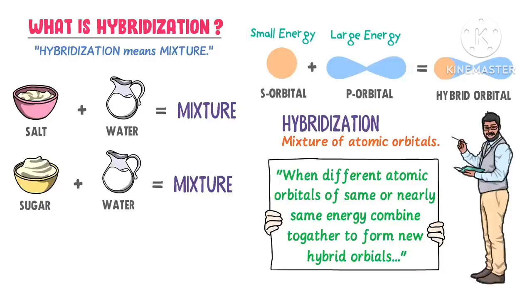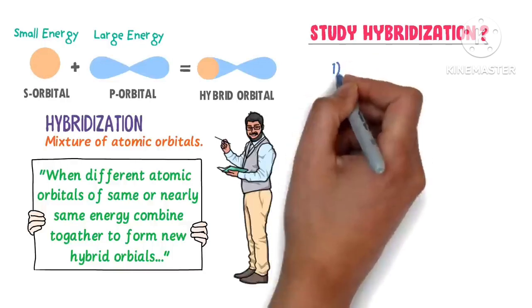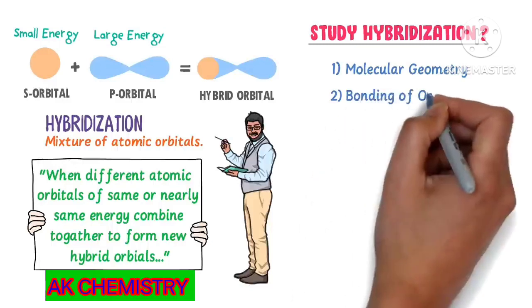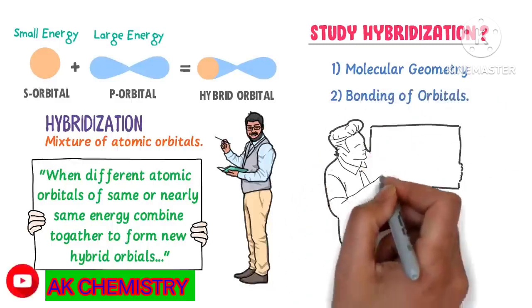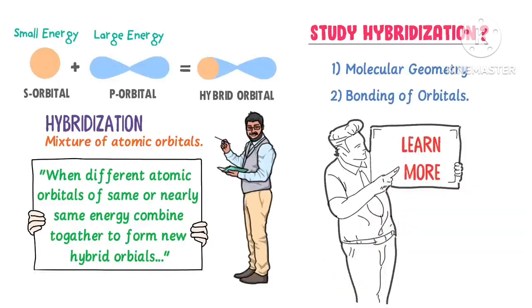Here, you must learn why we need to study hybridization of atomic orbitals. Well, hybridization of atomic orbitals teaches us two important concepts. First, it shows us molecular geometry or shape of the molecules. Secondly, it shows us the bonding of atomic orbitals. You will learn more about the molecular geometry and bonding of atomic orbitals in this lecture.